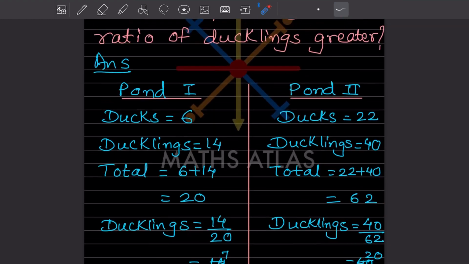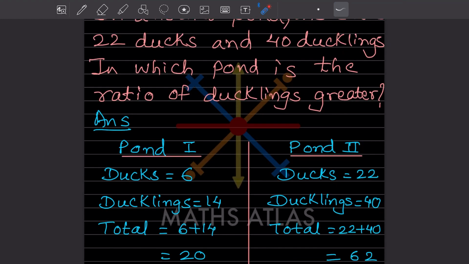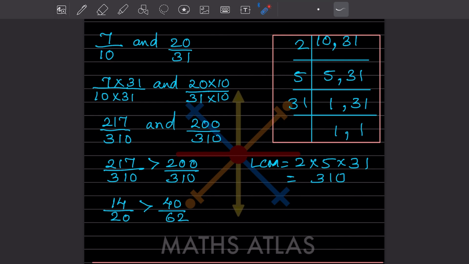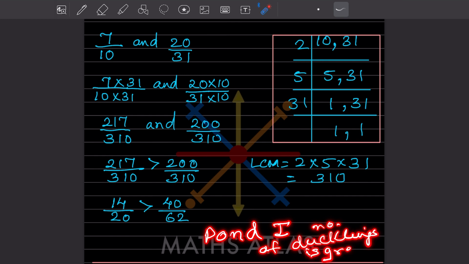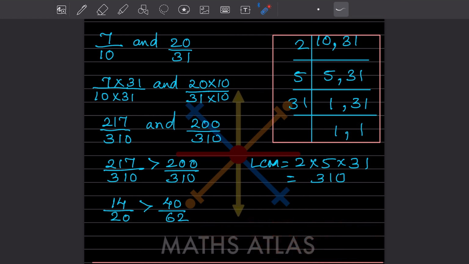And what did they ask here? They asked, in which pond is the ratio of ducklings greater? So of course here, you will write pond 1. Isn't it? Because that is 217. In pond 1, the number of ducklings is greater. Is that clear? So you have to look at this one. This is only what I wrote from the question. When you just look at this, you won't get exactly which one is greater. But when you look at this number, because here we have made the denominators same.